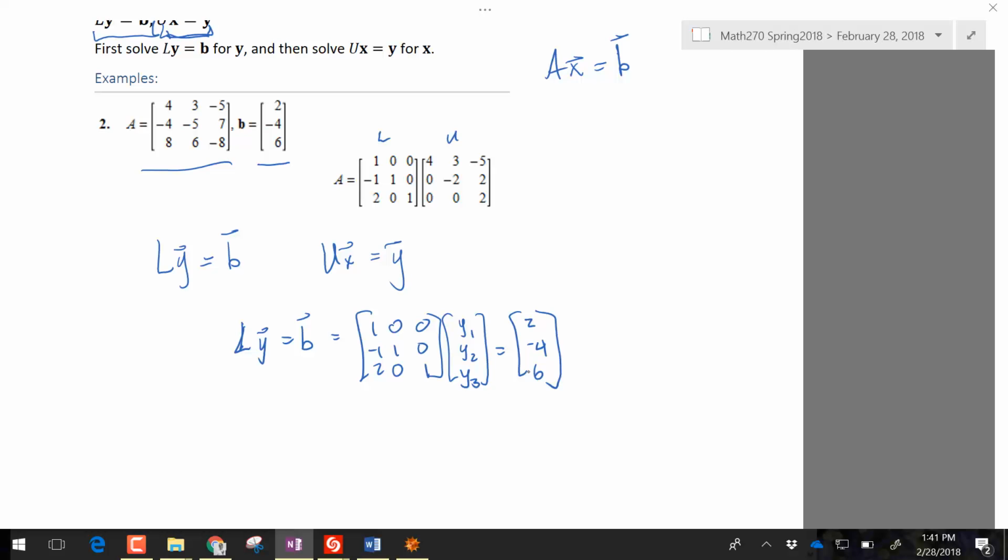If you do the matrix multiplication, you can see that Y1 is equal to 2. So that's already done. And then we have here minus Y1 plus Y2 is equal to negative 4. And we know that Y1 is equal to 2, so Y2 is equal to negative 2. Let's box these things.